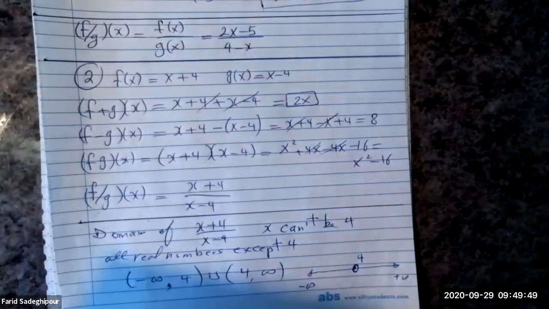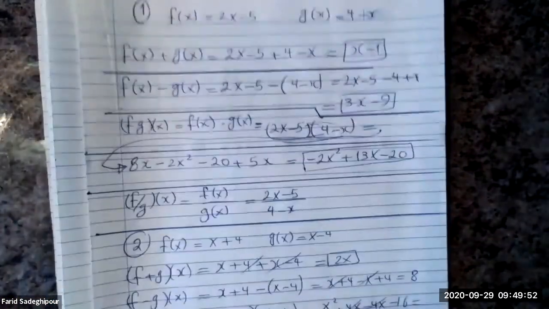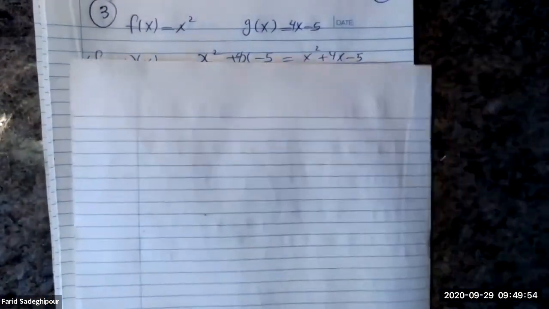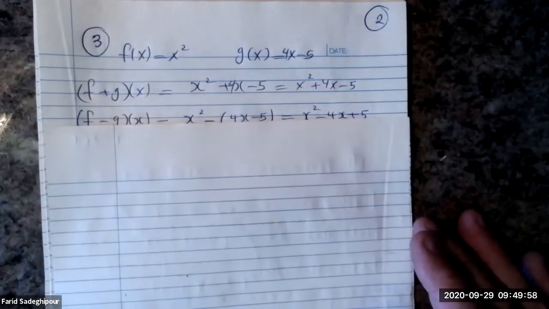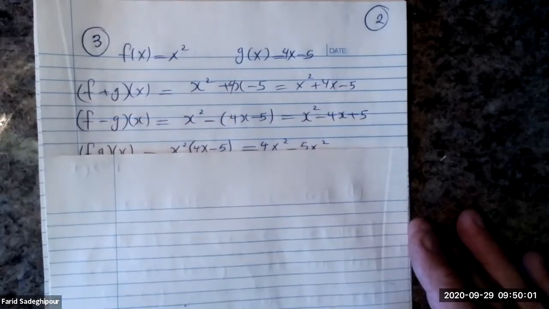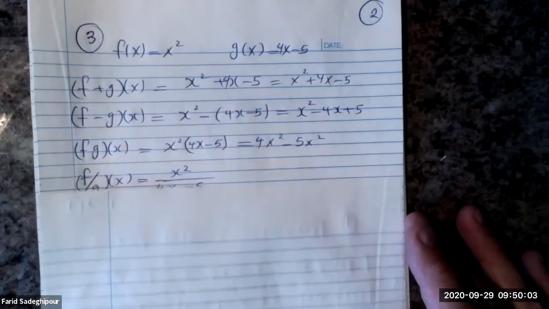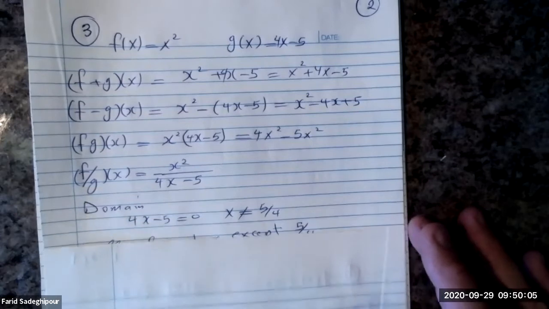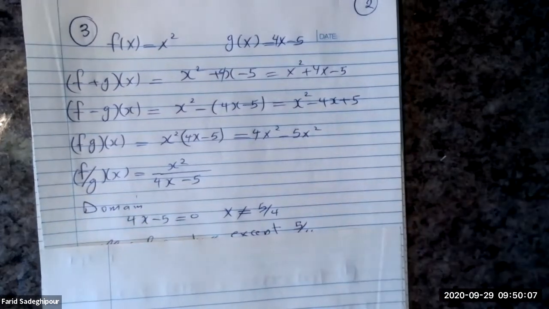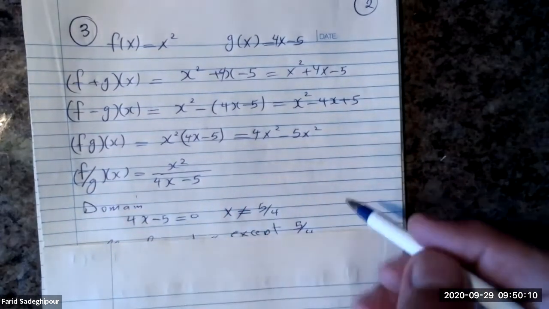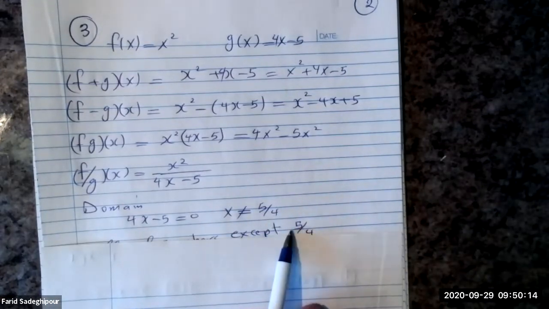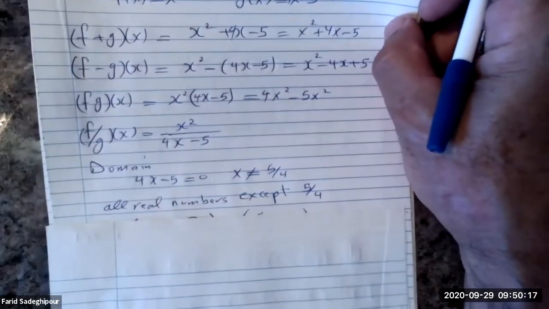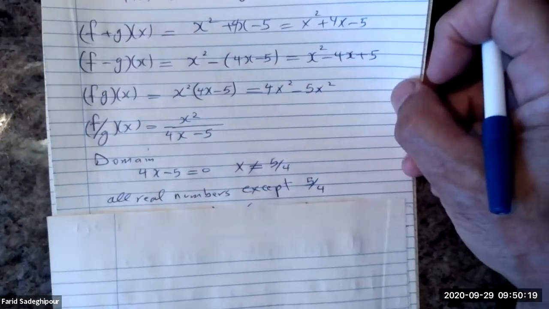Okay, so now we go to the next. Same thing. First you add them, subtract them, multiply, divide, and then at the end, the denominator is 4x minus 5. You take 4x minus 5, set it equal to 0 to see what number must be excluded: 5 over 4. You could substitute any number except 5 over 4. That's the domain.